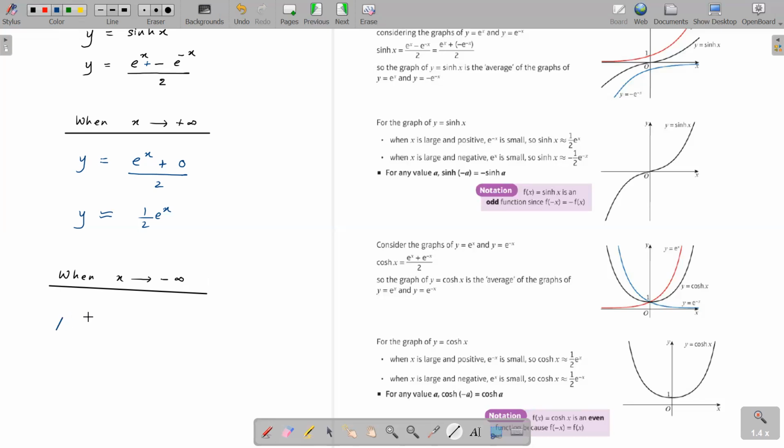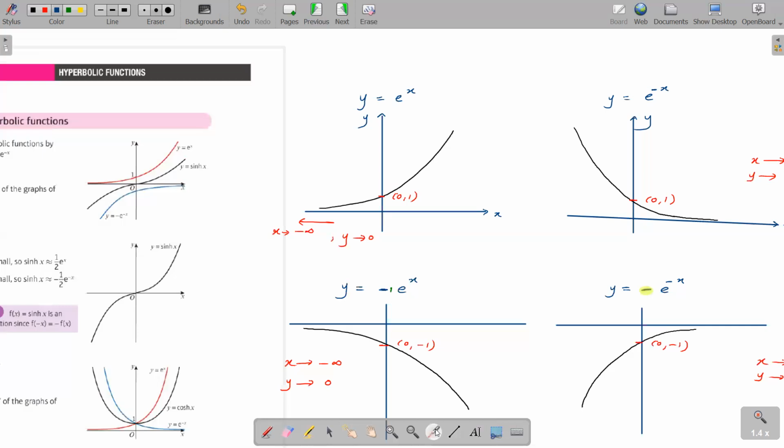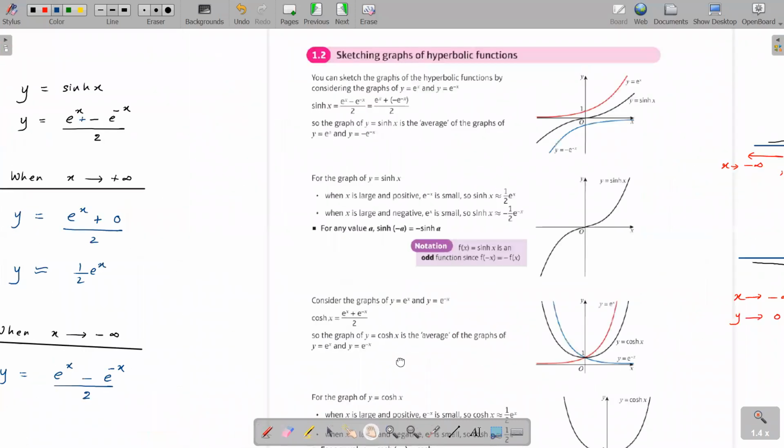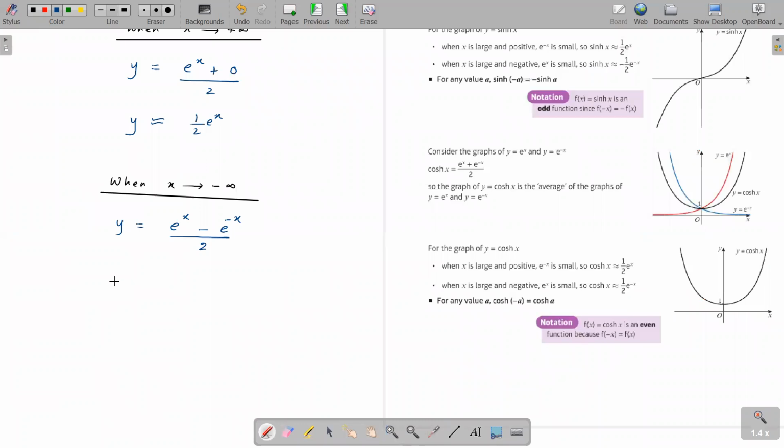So you get here y equals (e to the power x minus e to the power minus x) divided by 2. So when x reaches negative infinity, what happens to e to the power x? You can see the e to the power x graph here. When x reaches negative infinity, you can see y reaches 0. So this term becomes 0.